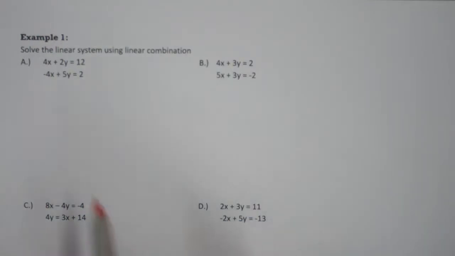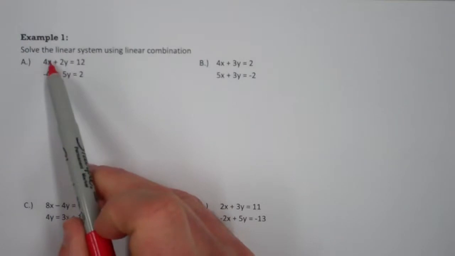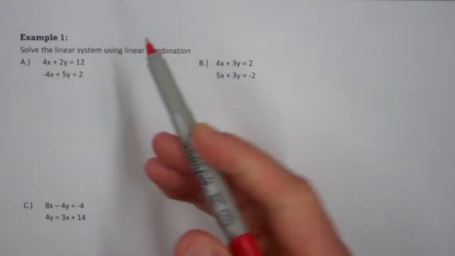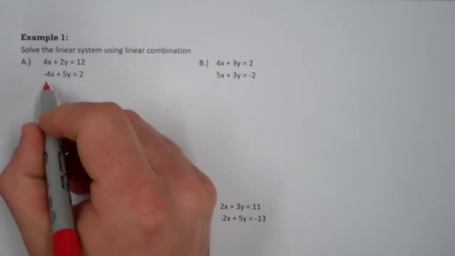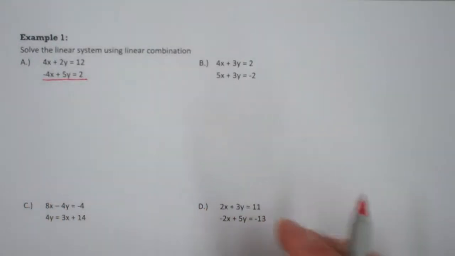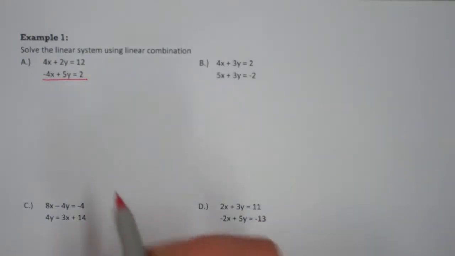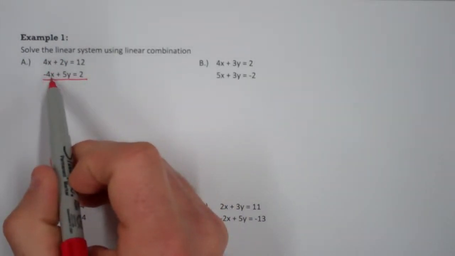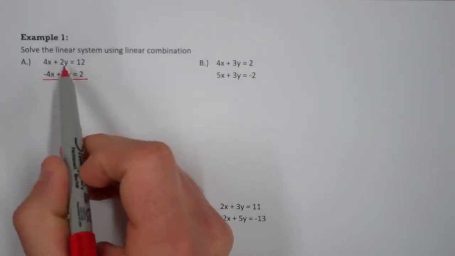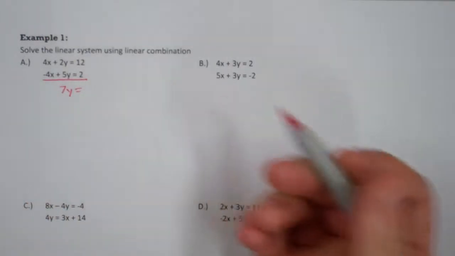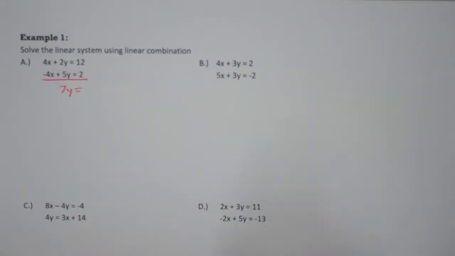What we're looking for is exactly this right here. We're looking for one term, in this case it's 4x, to be exactly the opposite of another term, and we have a negative 4x here. If we have that situation, then it's time to add those together. So 4x minus 4x is 0, and 2y and 5y is 7y. I'm not even going to write that 0 down because 0 plus 7y is just 7y.